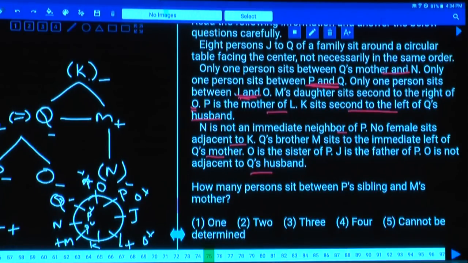Let's write down this arrangement. As completed writing this, then question number 75 to 79, then question number 80. Question number 80 completed.